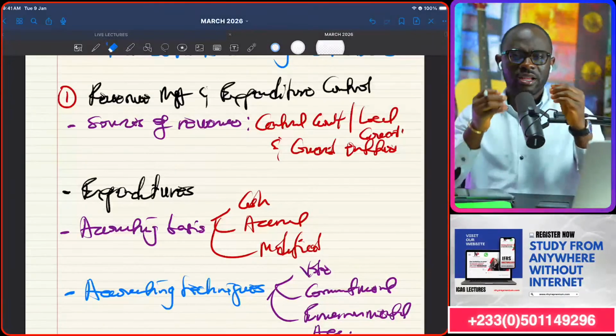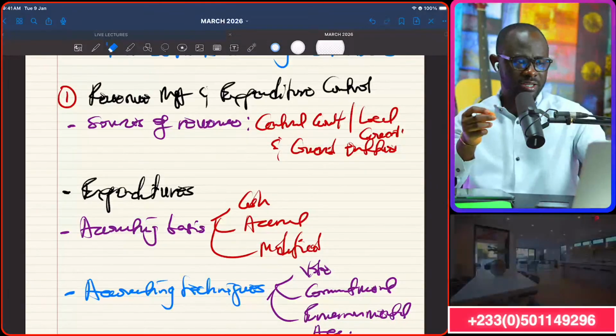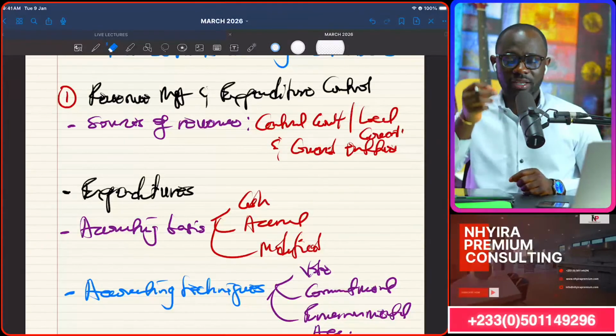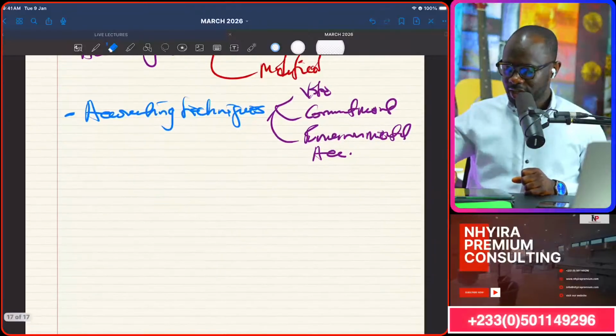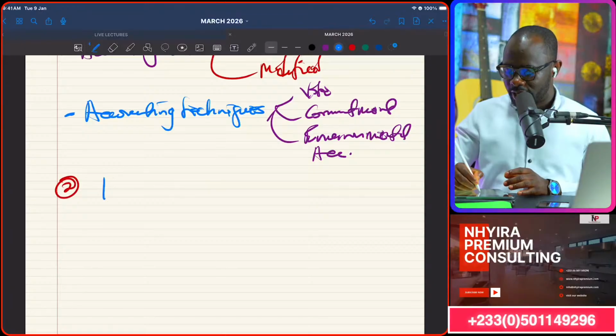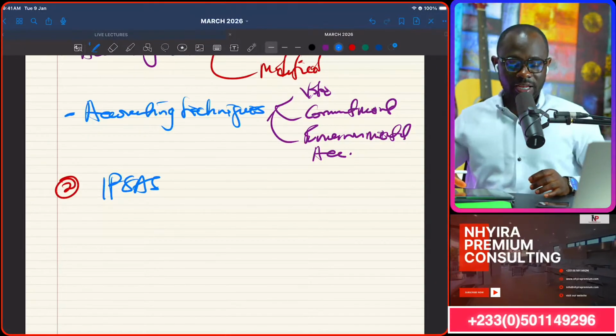So that is the first thematic issue you must understand as a public sector accounting and finance student if you want to pass the examination. Just in line with that, you go to number 2, and this is going to be the International Public Sector Accounting Standards, the IPSAS.